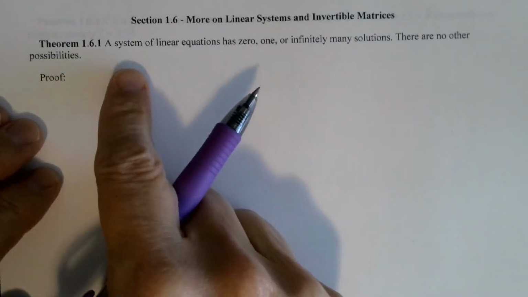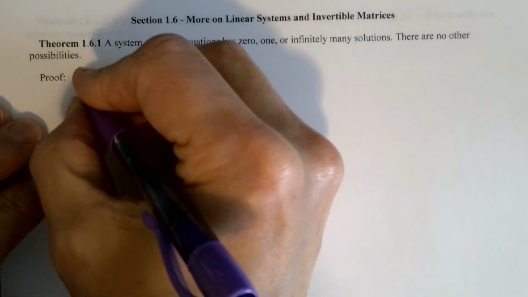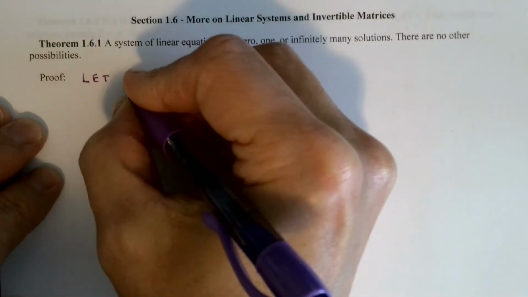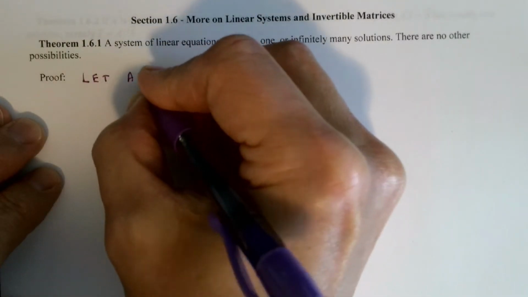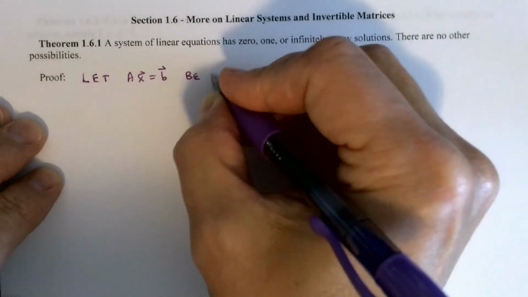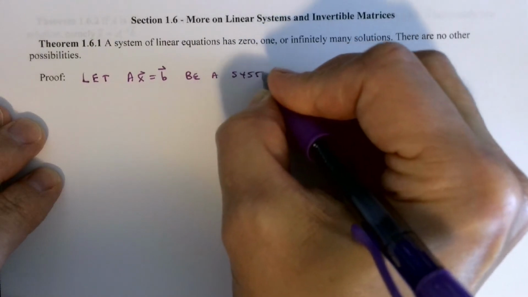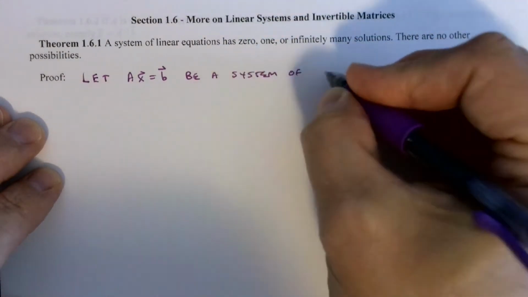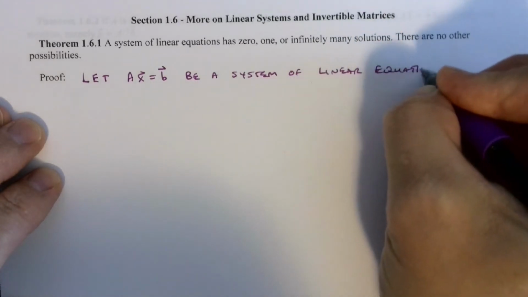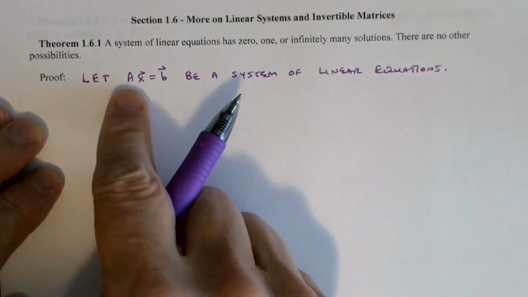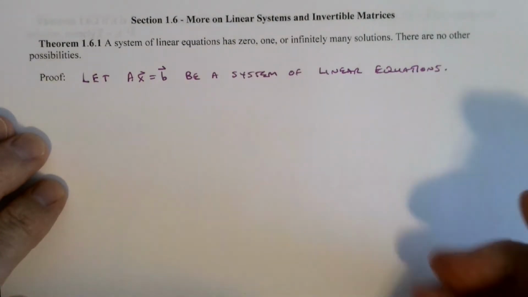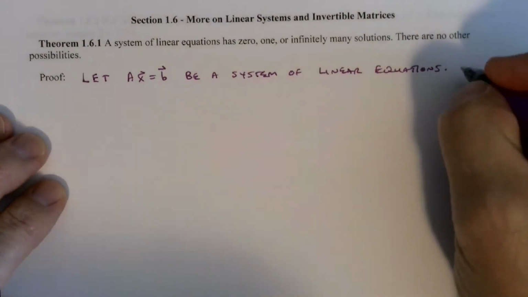So how would this proof work? It's a rather ingenious proof, so let me go through it. I'm going to let AX equal B be the matrix equation for a system of linear equations. Hopefully you're comfortable with that notation. We've used it several times now. A is the coefficient matrix, B is the constants, X, of course, is the solution or the unknowns.